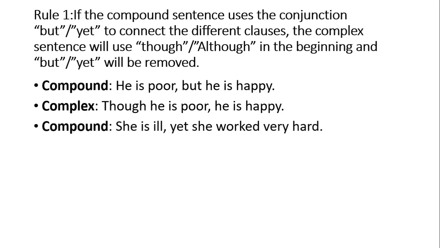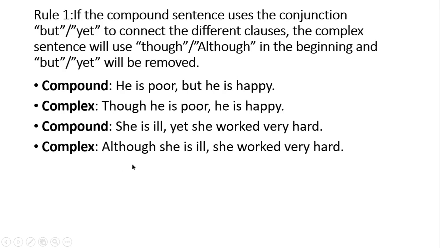So here we have another example. She is ill, yet she worked very hard. Here we have yet as a coordinating conjunction in our compound sentence. According to the structure, if we have yet, we have to use though or although. So we can say, although she is ill, then comma, she worked very hard, the second clause.